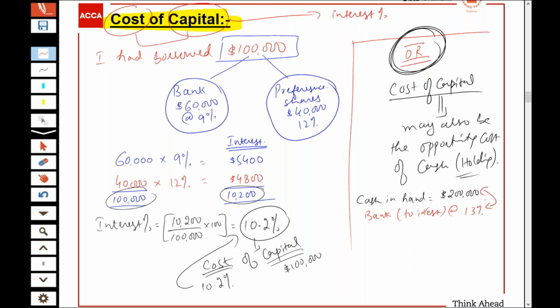It is a simple and open opportunity available to me that I can invest $200,000 in a bank at 13%. And for example, there is a person, Mr. A, coming to me and asking me, sir, invest $200,000 in a project. Definitely I will be considering 13% because it's my simple opportunity. So 13% is my cost of capital.